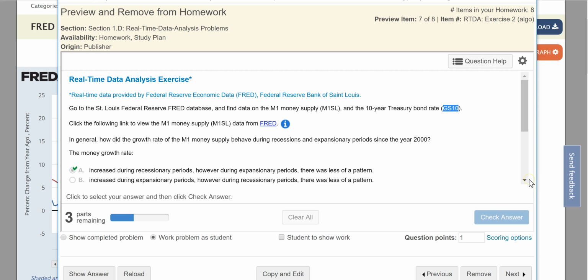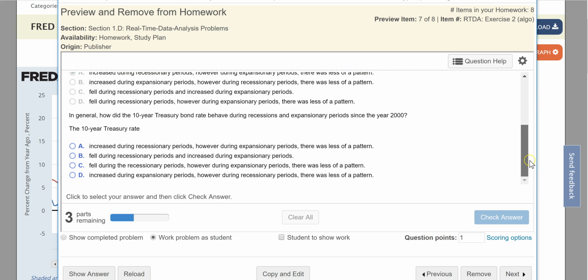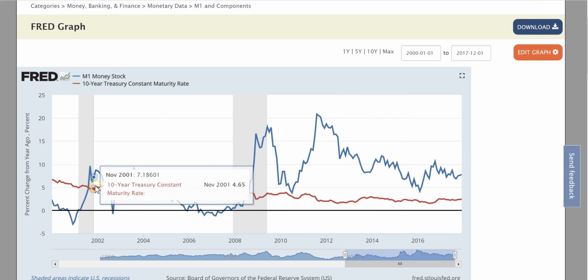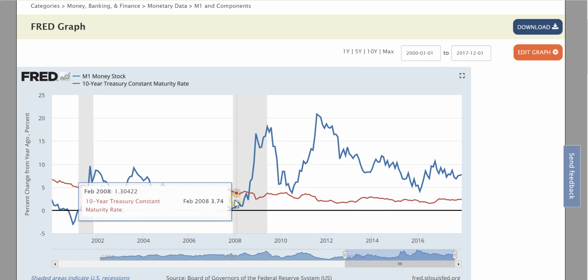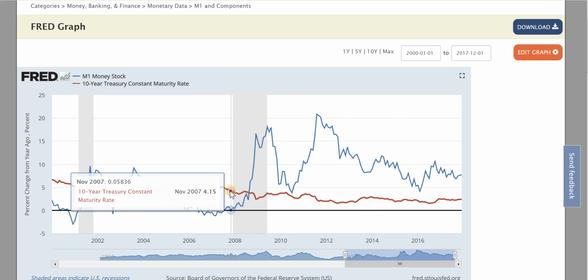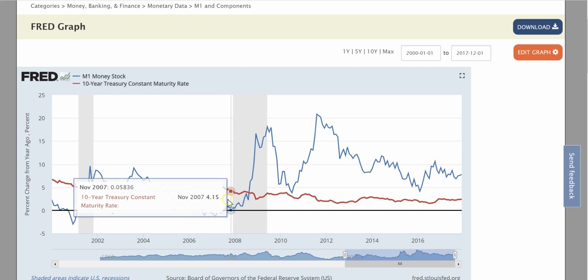Functions here, and now let's go to the setup again. In general, how did the 10-year Treasury bond rate behave during the recessions and expansionary periods since the year 2000? So we can directly observe now the red curve refers to the 10-year Treasury bonds, the interest rate. You can see that after 2000, during the two recessionary periods, the interest rate generally went down, right? It directly went down. So we can see that pattern here.